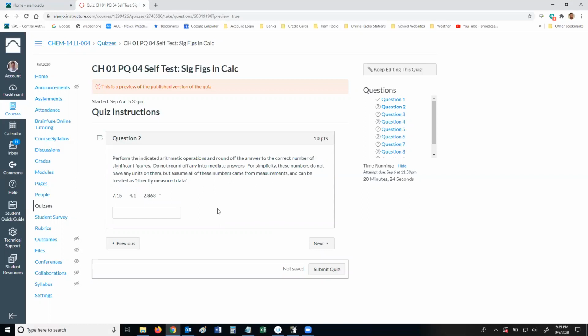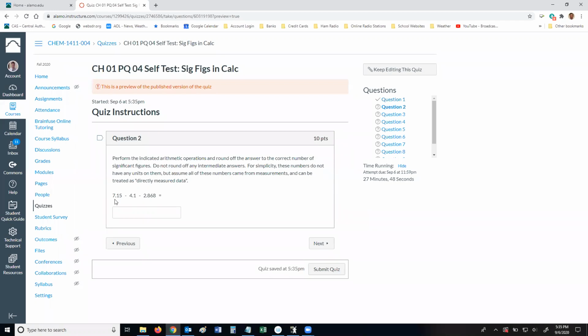Question 2: perform the indicated arithmetic operations and round off the answer to the correct number of significant figures. The usual verbiage: don't round off intermediate answers and assume they come from measurements. Now we have subtractions. With addition and subtraction, we count decimal places, not significant figures. The answer can only have as many decimal places as the number with the fewest decimal places.